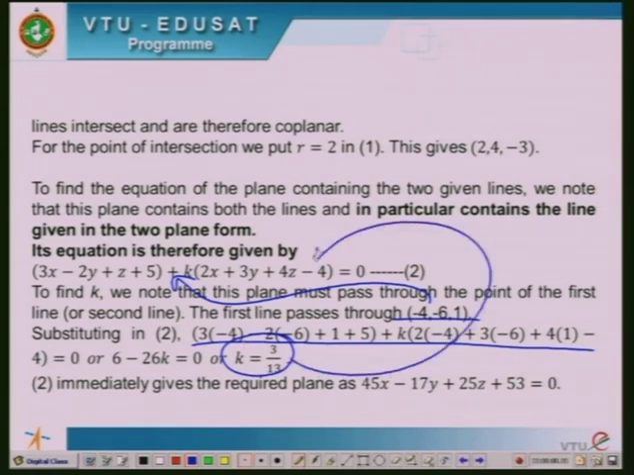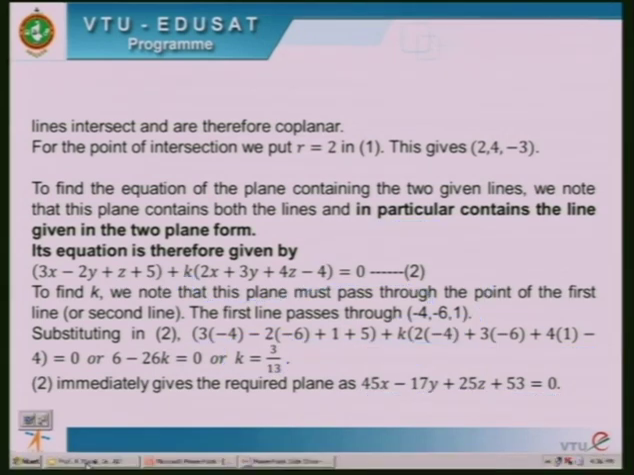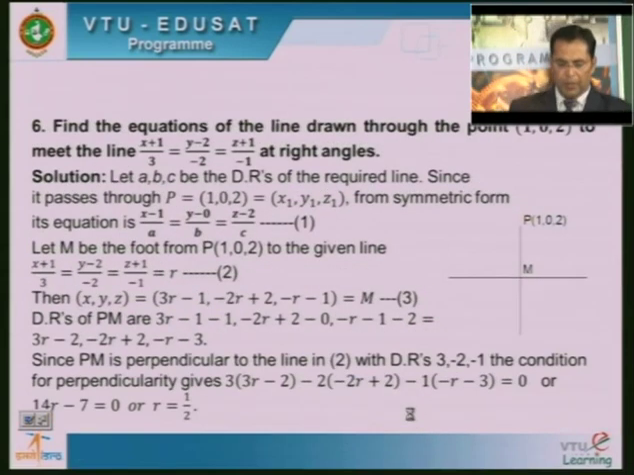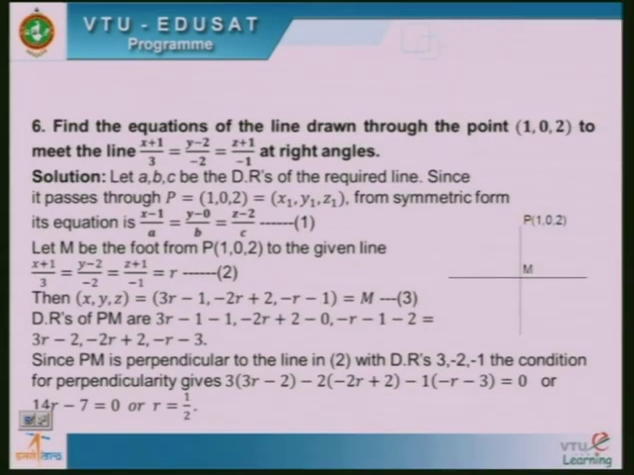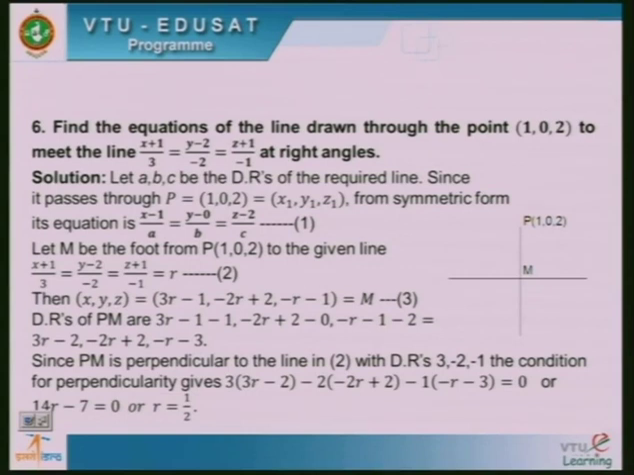Substitute this k here, multiply throughout by 13 and simplify to finally get the equation of the required plane as 45x minus 17y plus 25z plus 53 equal to 0. Now, this example was illustrated to explain coplanarity of two lines, one given in symmetric form and the other given in two plane form, whereas the previous examples illustrated coplanarity of both the lines in symmetric form itself.